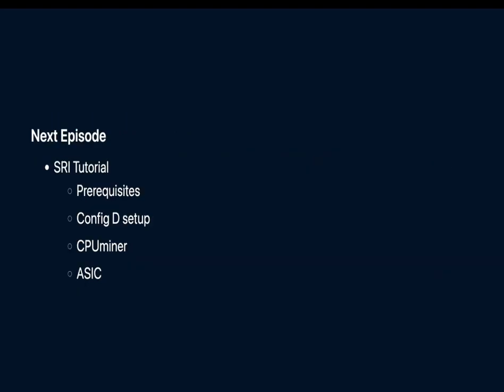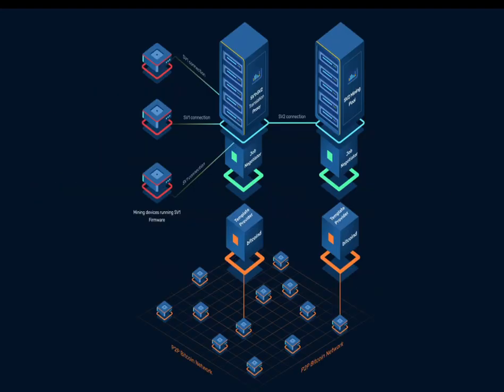So that's it for this episode. On the next episode, we're going to do a little SRI tutorial. We're going to look into some of the prerequisites. We're going to set up a configuration D setup like this one. I chose this one because most mining hardware nowadays is still SV1, so I think it makes sense to educate the community on how to connect SV1 hardware to an SV2 pool. That's what we're going to be doing there.